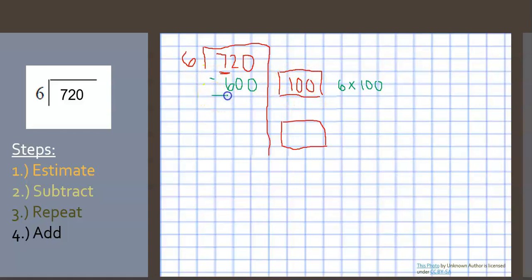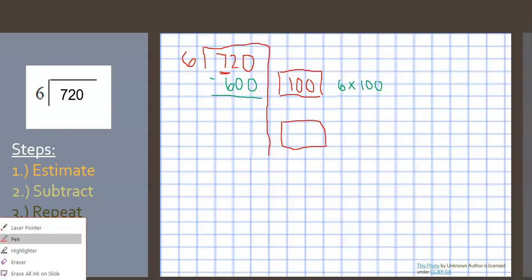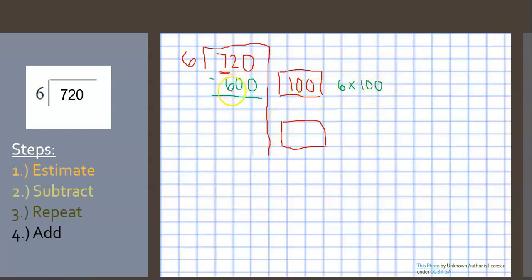Okay. So now the second step in my problem is to subtract. So I estimated, I got 100. 6 times 100 is 600. I put that answer right here. Now I subtract. So 0, 2, and 1. Okay, so now I'm going to look at my first number again. How close can I get to 1, or what can I multiply 6 by to get to 1 without going over? Well, I can't do that because 6 times 1 is 6, which is already over 1.